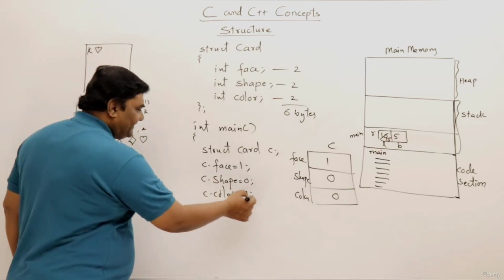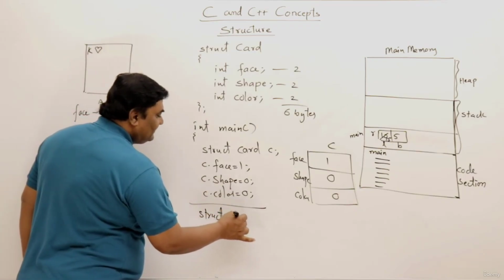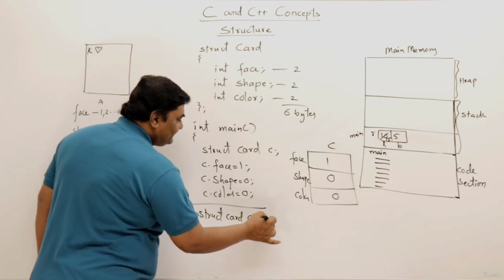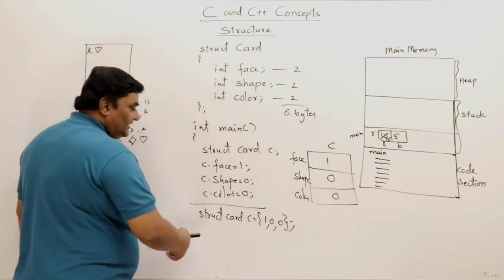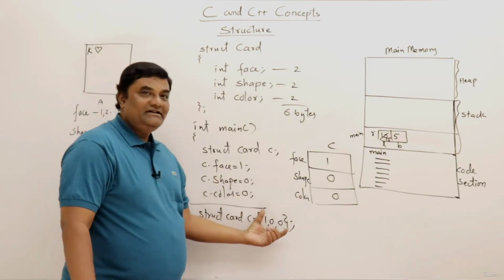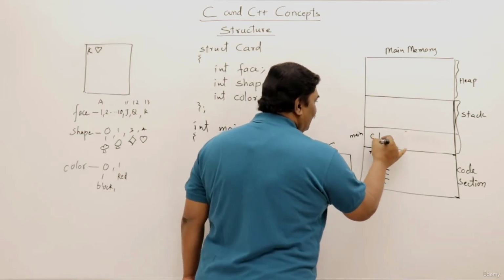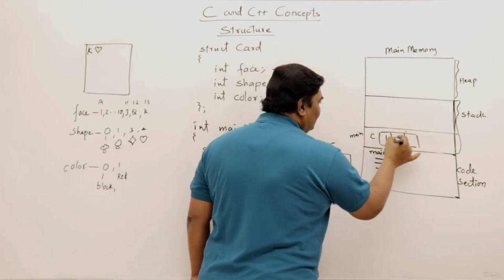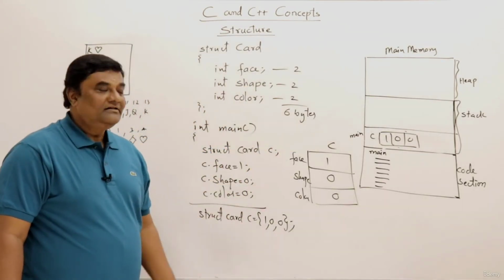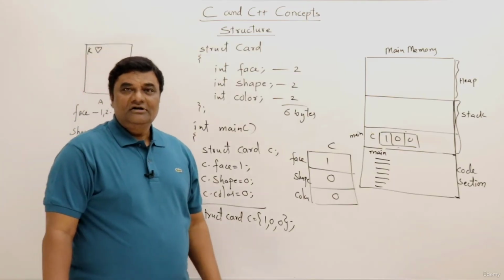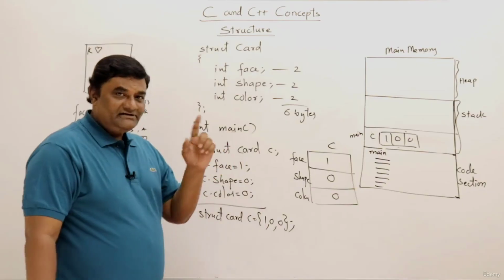Now otherwise, let us forget this. Otherwise, I can directly initialize also. Struct card C, I can directly initialize the value. That is, the first face value is 1, and the shape is 0, and the color is also 0. So this is declaration plus initialization. And inside the memory, C will have 3 members, 1, 0, 0. It will be inside the stack belonging to the main function, or the stack frame belonging to the main function.